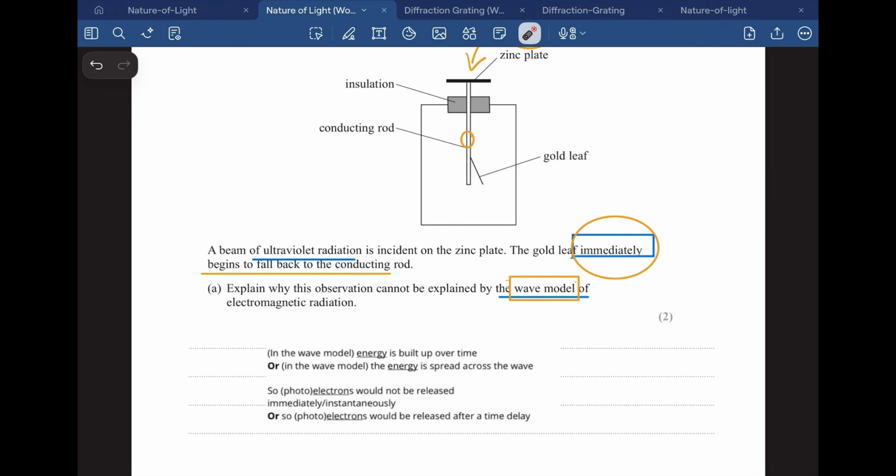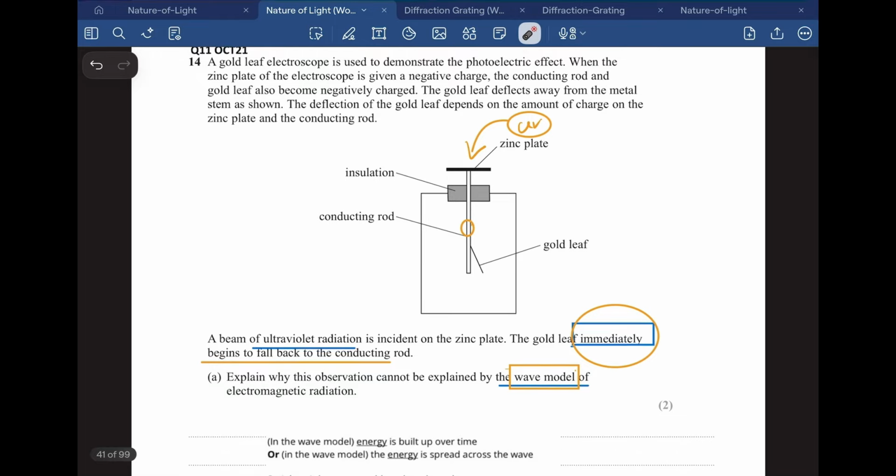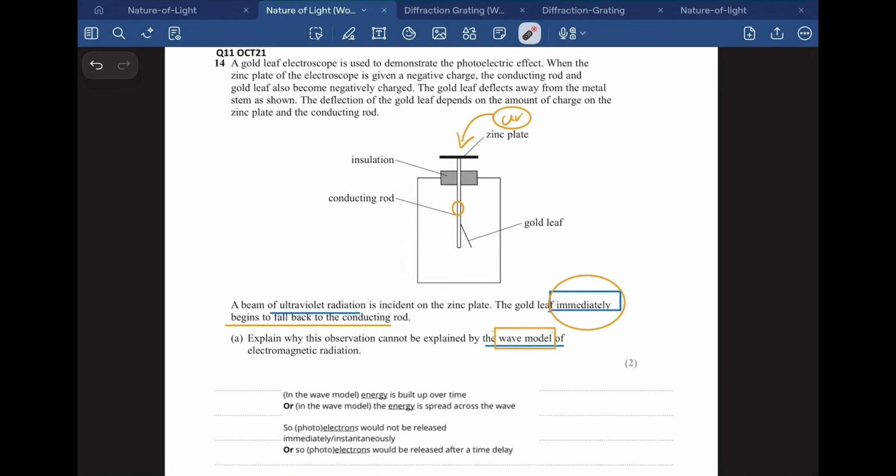And I have explained it in detail right here as well. So make sure you are having a very close eye on this question.